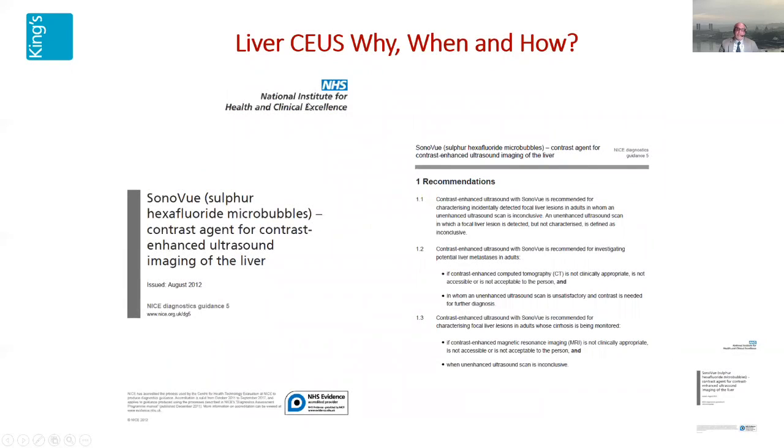So what were the recommendations from NICE for the use of contrast-enhanced ultrasound? And really, NICE, if they make a recommendation, we are more or less obliged to follow this in the NHS. So they've recommended several things that if you're working in the NHS and you're working in ultrasound, this is what you should do. When you see a focal liver lesion, SonoVue is recommended for characterizing incidentally detected focal liver lesions in adults in whom an unenhanced ultrasound is inconclusive. And this is the key word, inconclusive. An unenhanced ultrasound scan in which a focal liver lesion is detected but not characterized is defined as inconclusive.